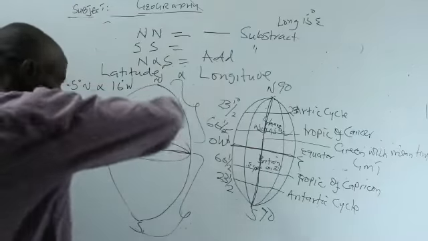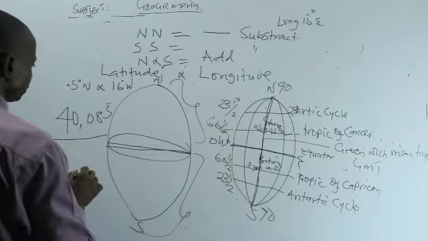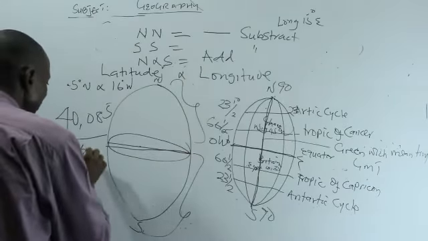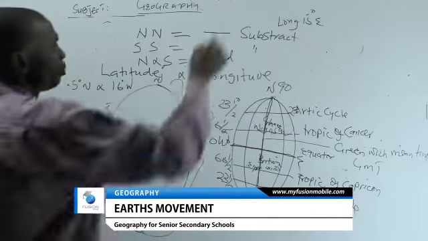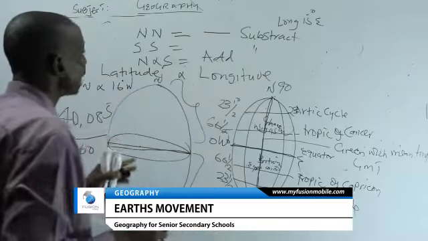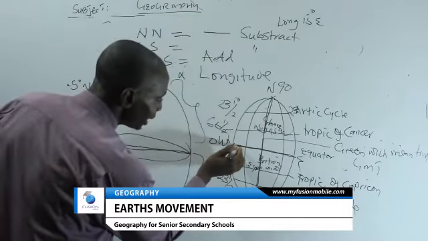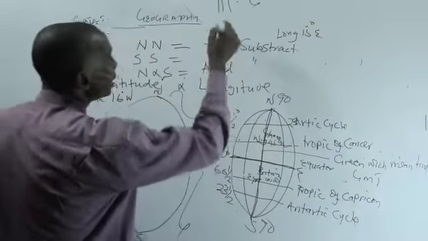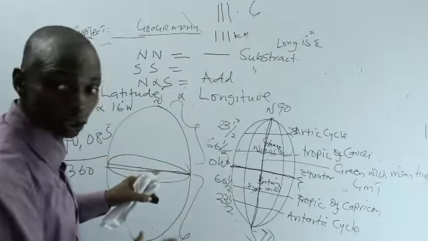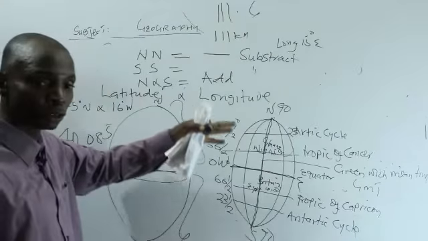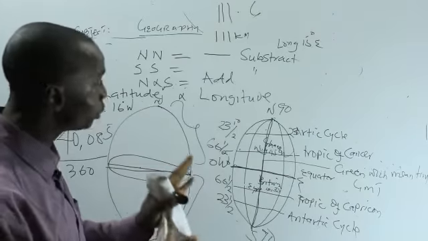That is the cycle. The angle of a cycle is what? It is 360. If you divide this by 360, it is going to give you 1 point something. That is 0.6. So that shows that the distance between one latitude and the other is equal to 111 kilometers. Remember, we are discussing what? The measurement of distance on the globe, and distance is normally measured in kilometers.